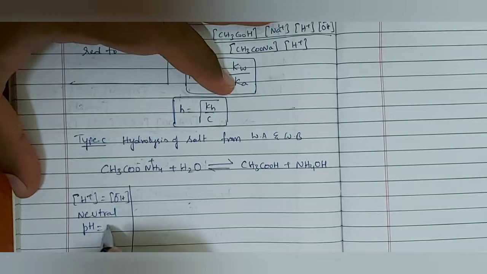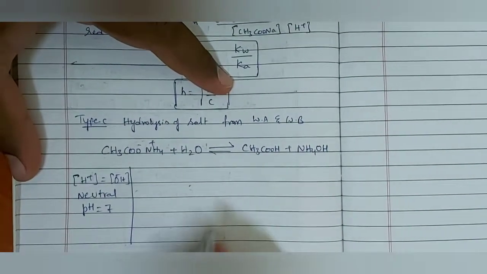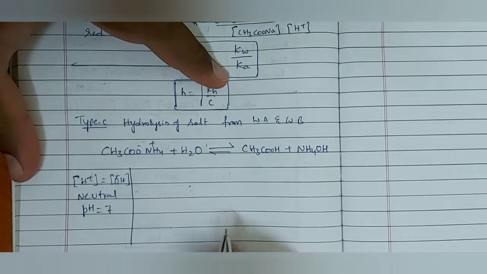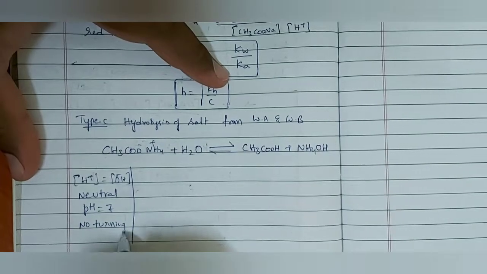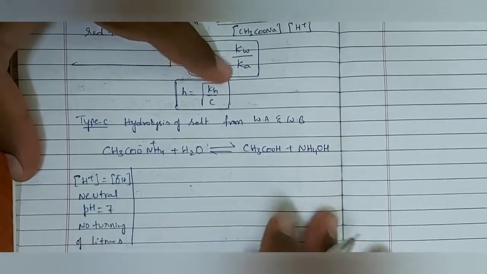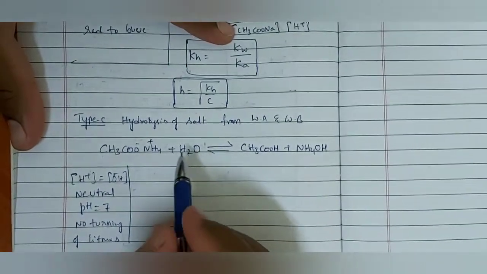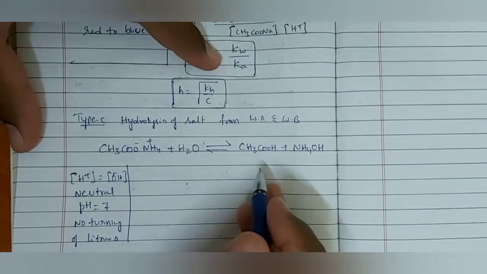pH is equal to 7. It will not turn any litmus to any color. No turning of litmus. These are the characteristics of the salt solution which is obtained from CH3COONH4.